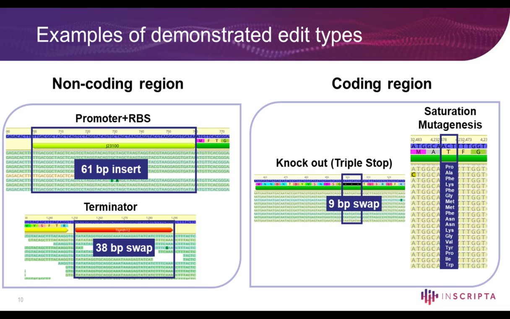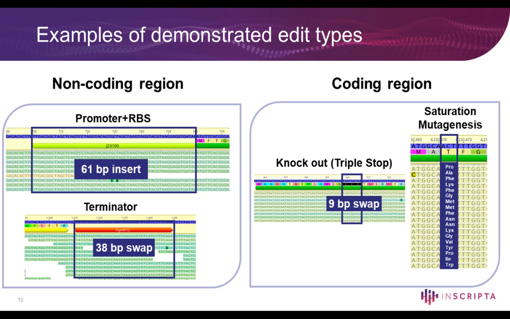The capacity to deliver up to 63 base pairs in any edit type enables you to drive gene expression in E. coli, for instance, by inserting a promoter RBS sequence in front of every single gene of E. coli. If you require, let's say, more subtle control, you can swap a terminator sequence, for instance, and this is an example we've shown in yeast.